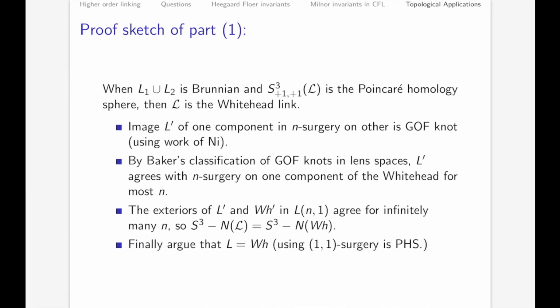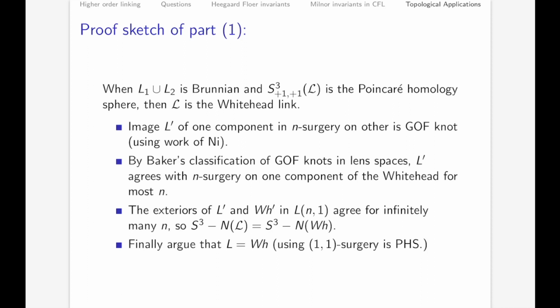So what does this follow from? Bear in mind here we're looking at the 2-component case as we go along, but there's going to be analogous statements for the 3-component case. Well, when you have a 2-component Brunnian link and you're doing (1,1) surgery on it and getting the Poincare homology sphere, it has to be the Whitehead link. And you convince yourself of this by first looking at the image of one component in N surgery on the other. What you've got is a genus 1 fibered knot in a lens space.